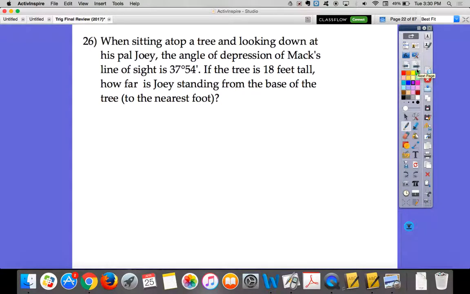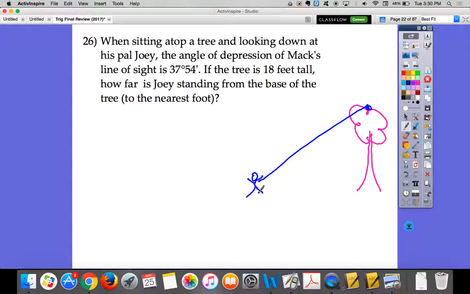Now, let's go to the next one. And this next little spot of the review, it kind of gets a little in-depth because it's the review of our word problems. But you guys can make it. Just make sure you draw your pictures and label. When sitting atop a tree, I don't know who sits on top of a tree, but it makes an interesting problem. So he's sitting up here on top of a tree, and he looks down at Joey. So Joey's down here. Here's Joey. That's about as good as my art gets.